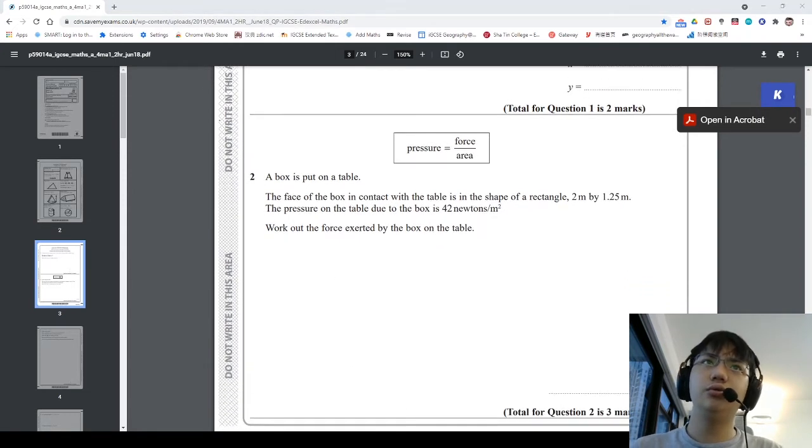For question 2, there's a formula given for pressure. So pressure equals force over area. A box is put on a table. The face of the box in contact with the table is in the shape of a rectangle, 2 meters by 1.25 meters. The pressure on the table due to the box is 42 newtons per meter squared. Work out the force exerted by the box on the table.